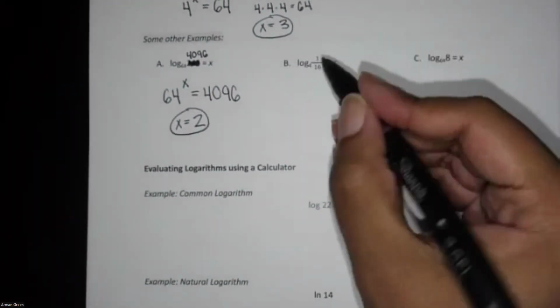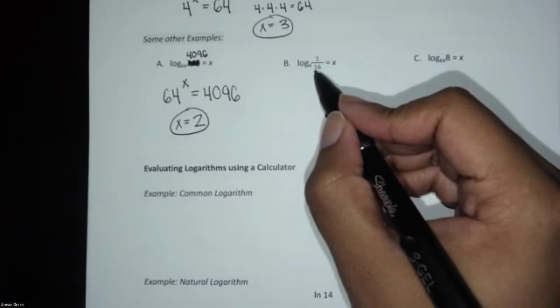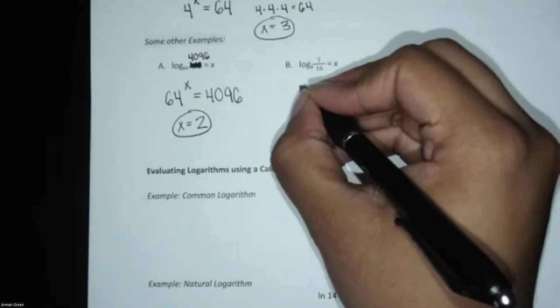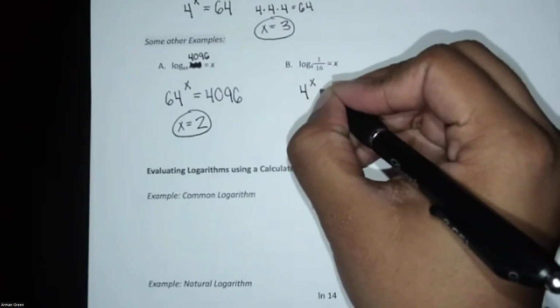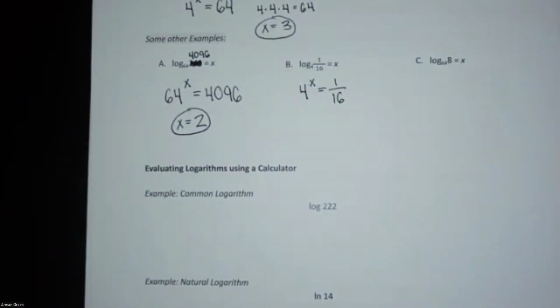Now, for part B, we're going to try this again, this time still using exponential form to figure out our value for x. So in this example, our base is 4, exponent is x, and this equals 1 over 16.